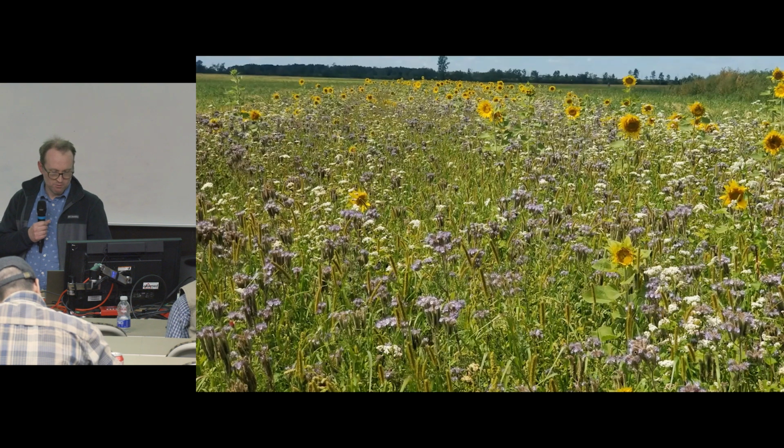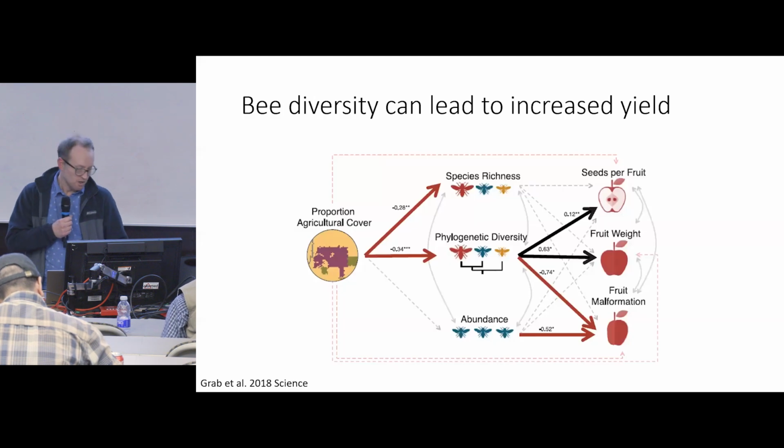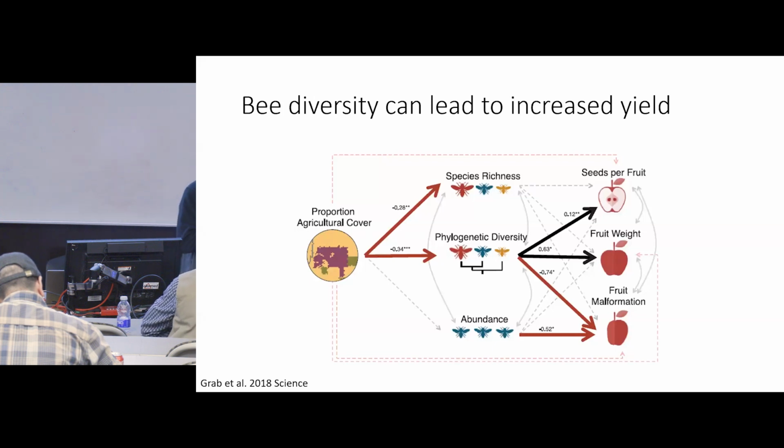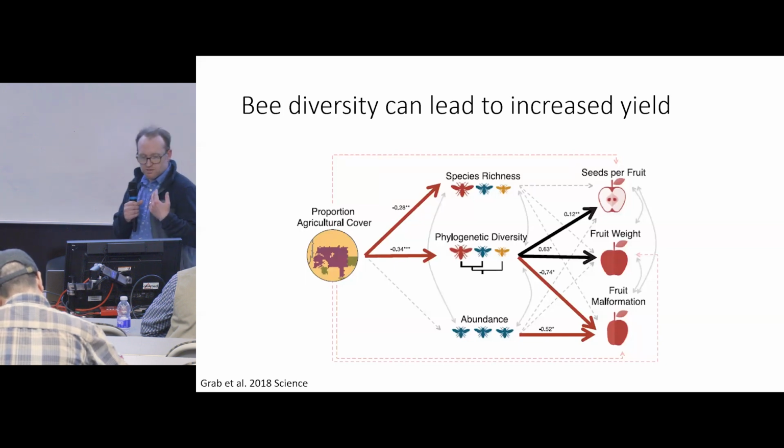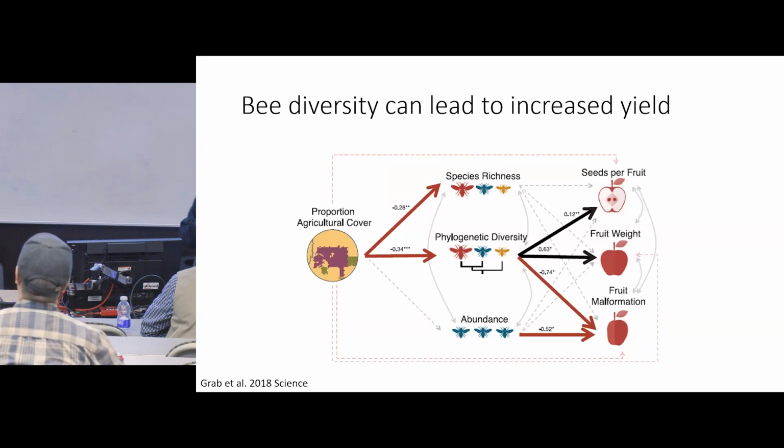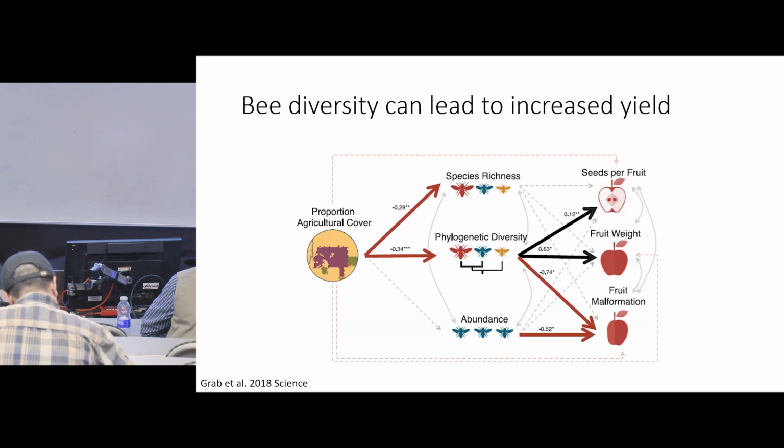So keep any forested areas, shelter belts, whatever might be available. This is another study that I was involved with in apples again. For this graph, you just need to know that the thick solid arrows are significant interactions, and the reds are negative interactions, and the black are positive interactions. Basically, as the amount of agriculture in the landscape increased, you had a negative effect on the richness of bees, not so much on the abundance of bees.